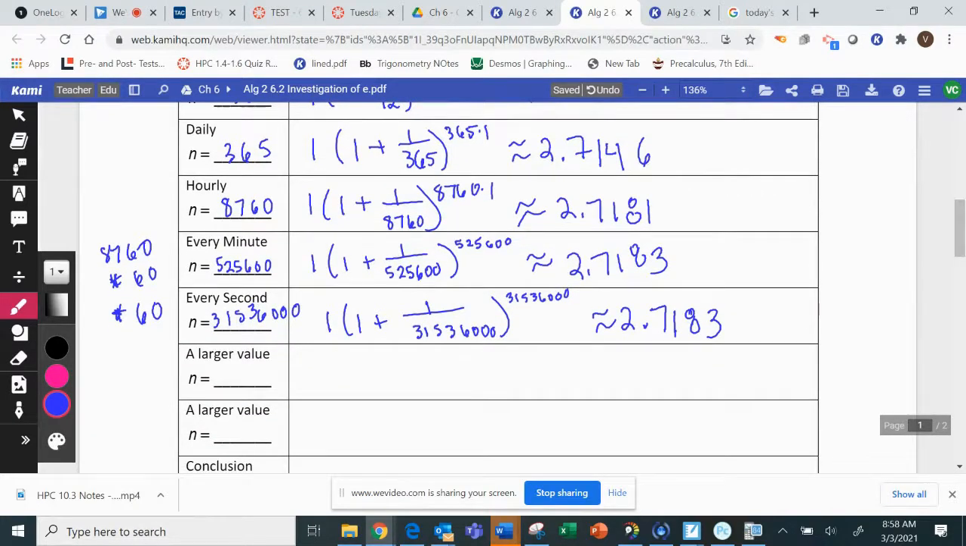Okay, the next one is a larger value. So we need to pick something larger than 3153600. How about we just add another zero, so you don't have to retype everything. This is just my idea on the spot. How about just another 0 on this one? So you just have to go in and add one more 0. So we'll have 4 zeros. Just make sure you put it on both of them, though.